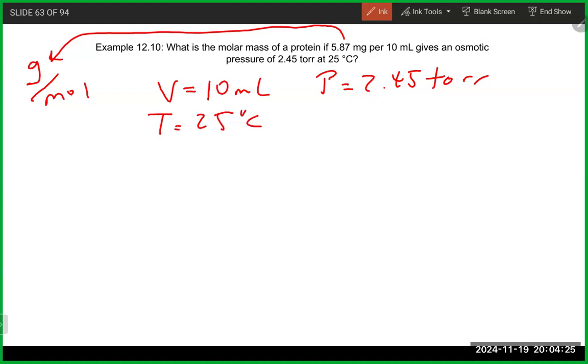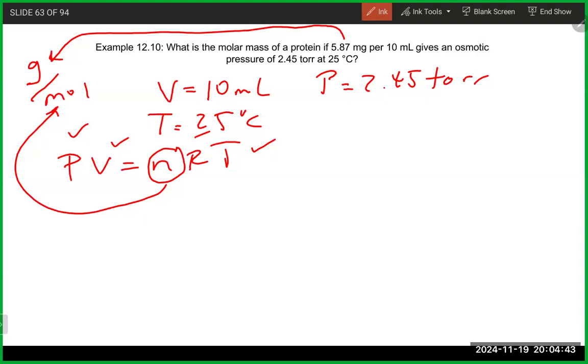Obviously it's talking about osmotic pressure. That really is the ideal gas law, and I'm not going to hide it. I'm just going to use the ideal gas law here because why not? We have pressure, volume, temperature, and we always have R. The one thing that we don't have is moles, and that's good because that is the other thing that we need. So we're going to use the ideal gas law to calculate the moles. We do have to do some conversions.